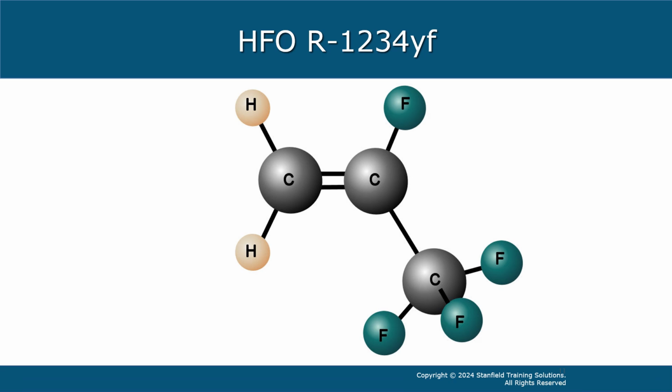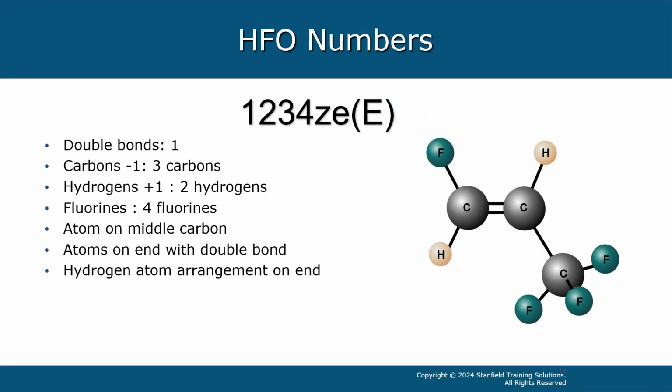HFO refrigerants contain the same chemicals as HFC refrigerants: hydrogen, fluorine, and carbon. However, they are different from HFC refrigerants in that HFOs have at least one double bond between two carbons. The most common HFO refrigerant is R1234yf. One of the things many people find confusing about HFOs is a somewhat complex numbering system.